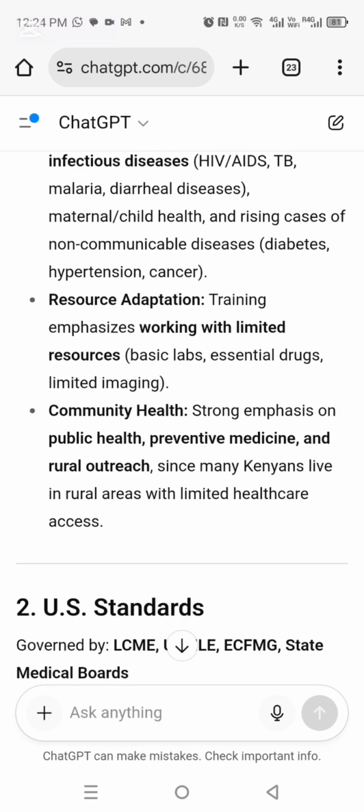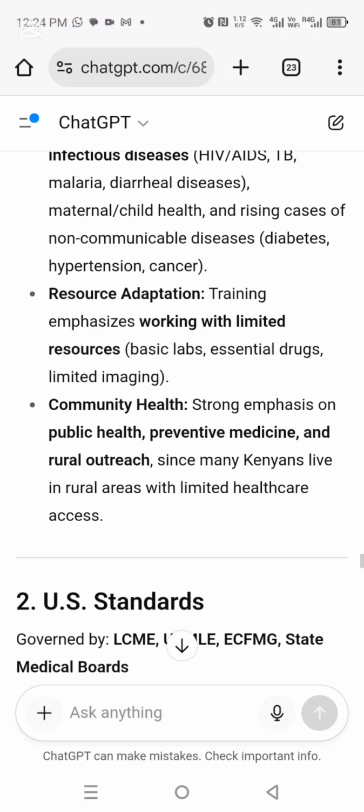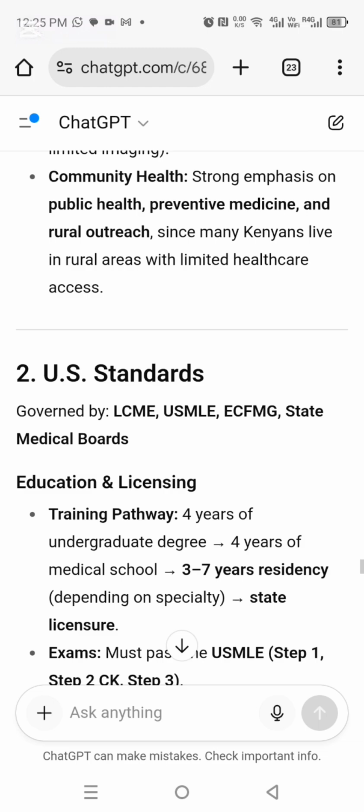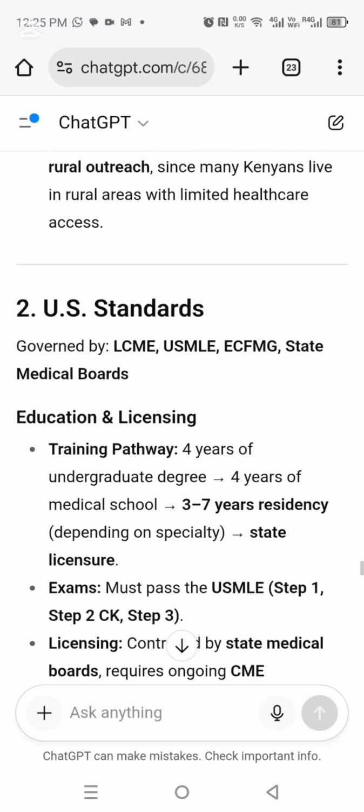Resource adaptation. Oh my God, you'll just get angry. So our doctors are being trained to work on limited resources. Anyway, training emphasizes working with limited resources, basic labs, essential drugs, limited imaging. Like I'm telling you, our doctors, hey, aki poleni, poleni. Community health: strong emphasis on public health, preventive medicine, and rural outreach, since many Kenyans live in rural areas with limited healthcare access. Why? We have money. Why? So the US standards, governed by LCME, USMLE, ECFMG, state medical boards.